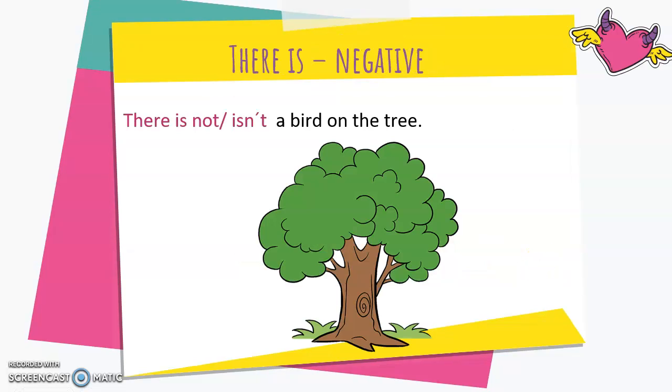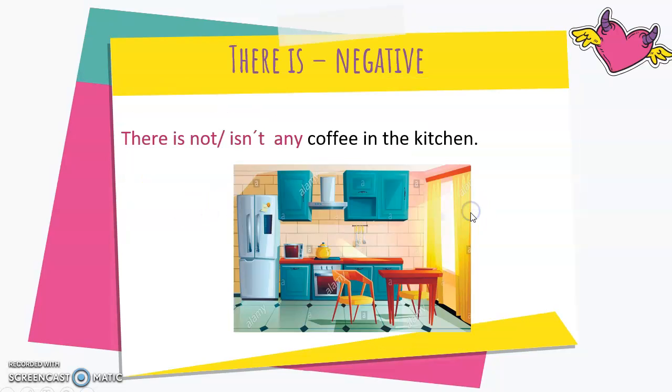En negative, there is. There is not or there isn't. There is not a bird on the tree. There isn't a bird on the tree. Or another example, there is not or there isn't. There is not any coffee in the kitchen. There isn't any coffee in the kitchen. Cualquiera de las dos formas, chicos, podemos indicarlo en negativo.